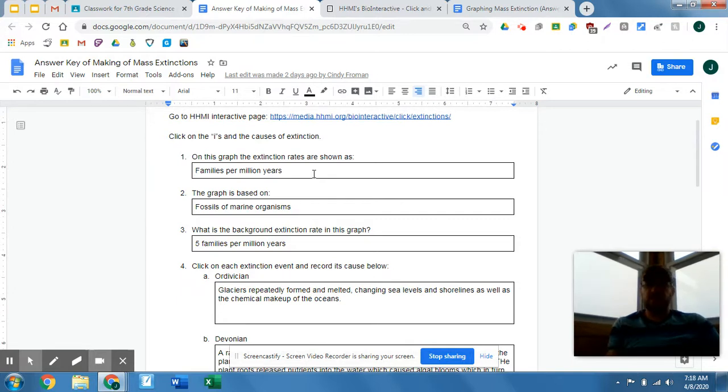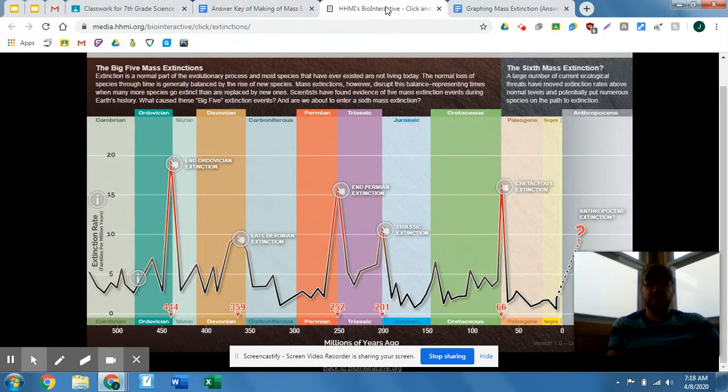And the background extinction rate was a little tricky for you. What the background rate means is when there isn't a mass extinction going on, where a lot of families are being wiped out by different traumatic events in the life of the Earth, we have the background rate, which especially right here is right around 5, a little bit lower than 5 in the middle. And then it gets up close to 5 again here. So the background extinction rate is just how many families go extinct when there isn't a mass extinction going on, roughly.